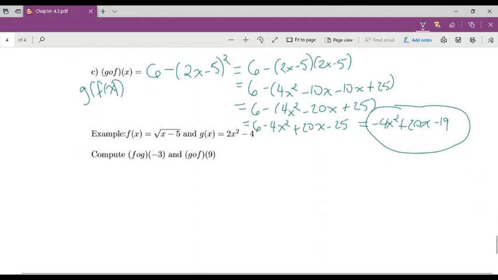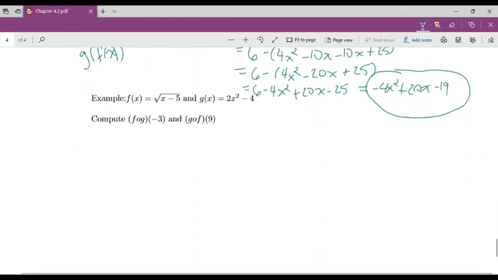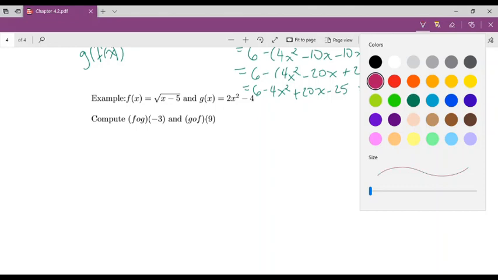Alrighty. Now in the next example it says f of x equals the square root of x minus 5 and g of x equals 2x squared minus 4. It says compute f of g of negative 3 and compute g of f of 9. I want to change colors here just to distinguish from what we were doing above.